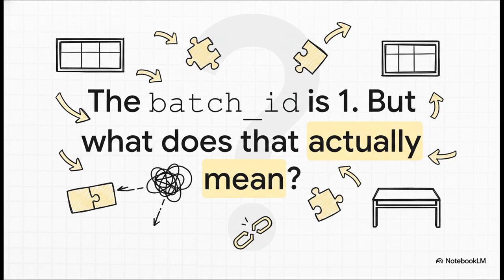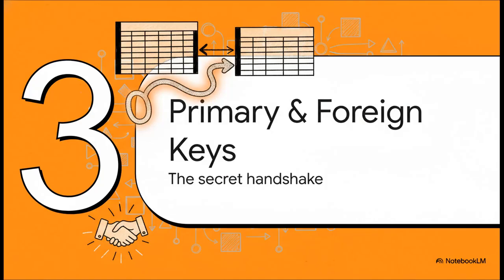So what does that mean? Is that batch A? Is it the very first batch ever created? We have no idea. Without a connection to our other table, it's just a number with no meaning. It's basically data chaos just waiting to happen. The solution to this chaos is actually an incredibly elegant system. It's a way for these tables to form relationships using a kind of secret handshake. And it's all based on 2 key ideas, the primary key and the foreign key.